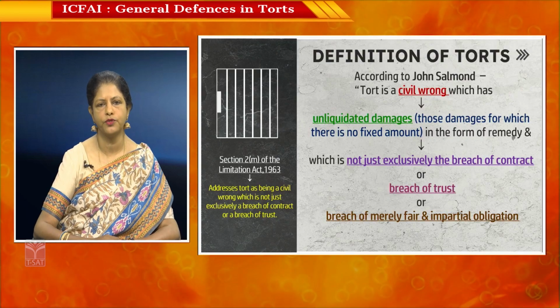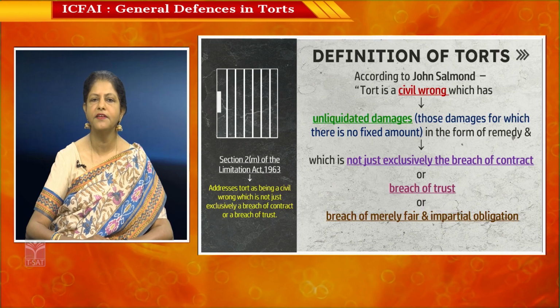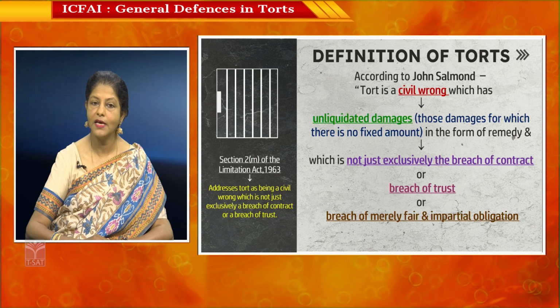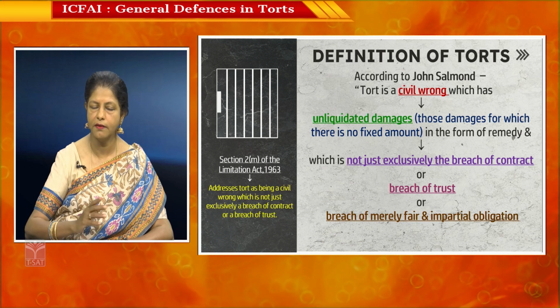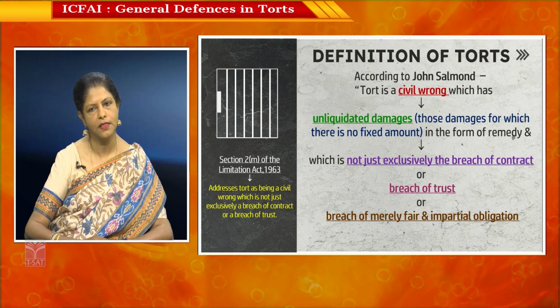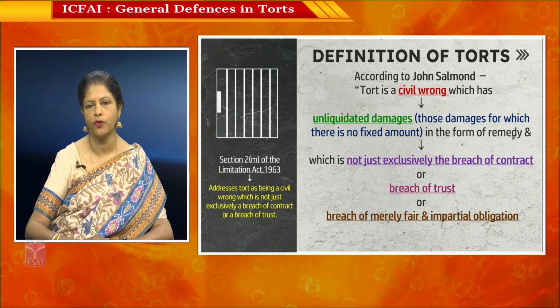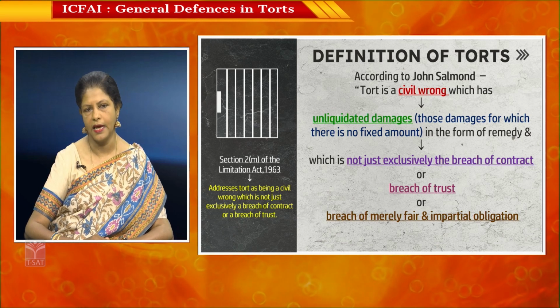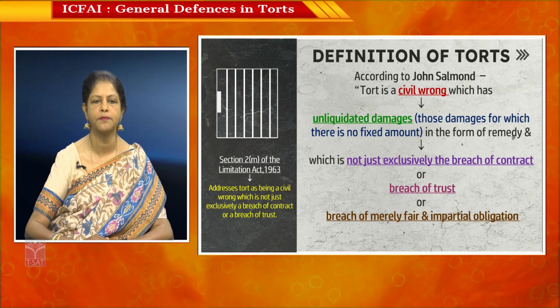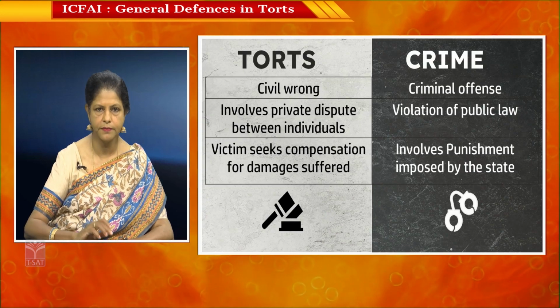Now, coming to the definition of torts, many jurists have defined torts. Let me take the definition given by John Salmond. He defines tort as a civil wrong which has unliquidated damages. By unliquidated damages, I mean those damages where the amount is not fixed and it is in the form of remedy, and it can be safely concluded that it's neither a breach of contract nor a breach of trust. Another definition is given by the Indian Limitation Act of 1963, Section 2(m), which defines it as a civil wrong which is not just a breach of contract, nor a breach of trust.